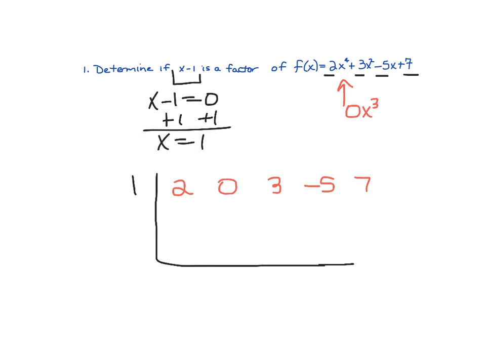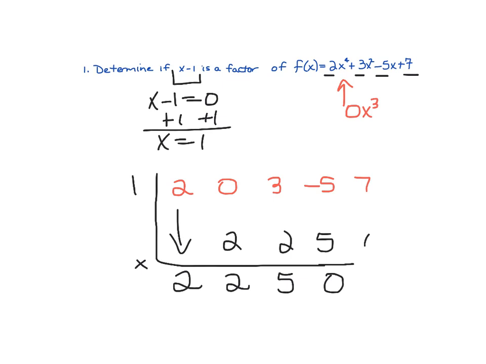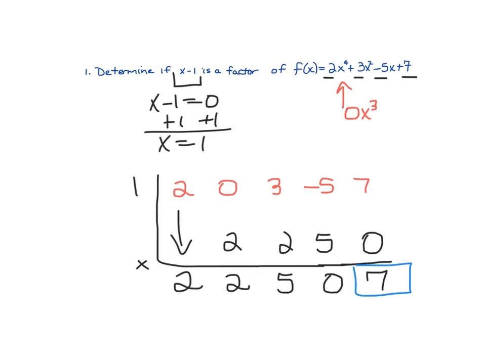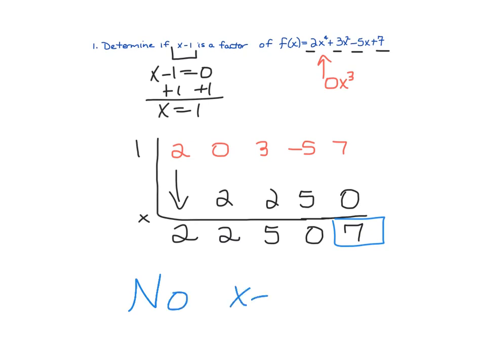This is the same thing we've done. If I get a remainder of 0, my answer is yes. So let's try it. Bring down, multiply by the outside number. So 1 times 2 is 2. Add the column. Multiply again. Add the column. Multiply again. Add the column. Multiply again. Add the column. I did not get a remainder of 0, so I will say no, x minus 1 is not a factor.